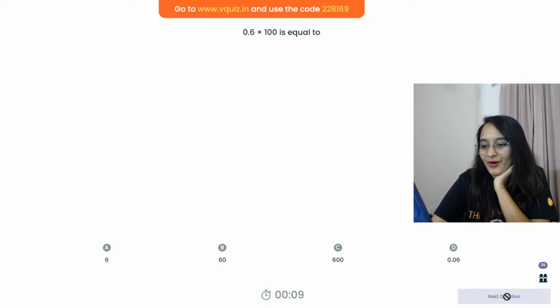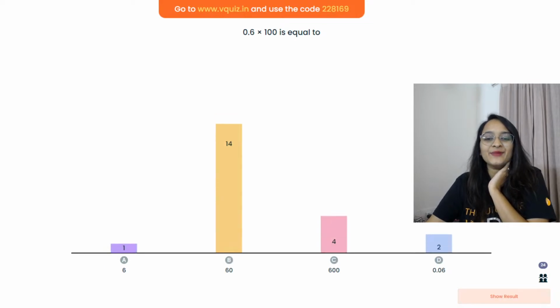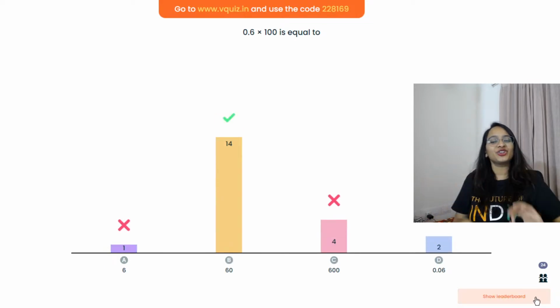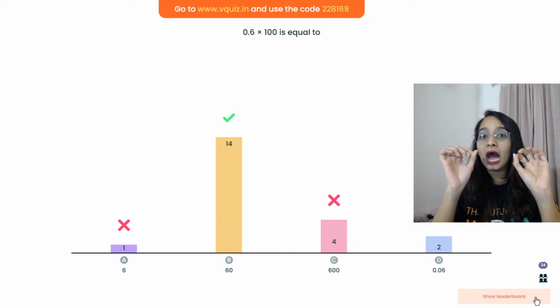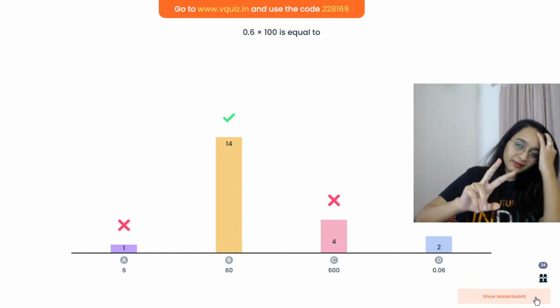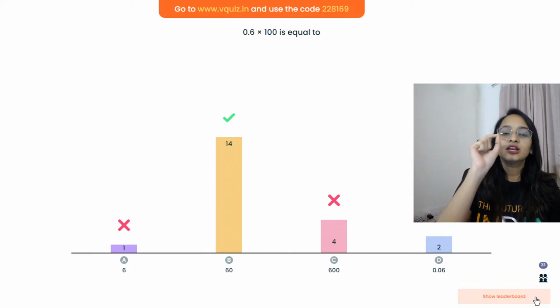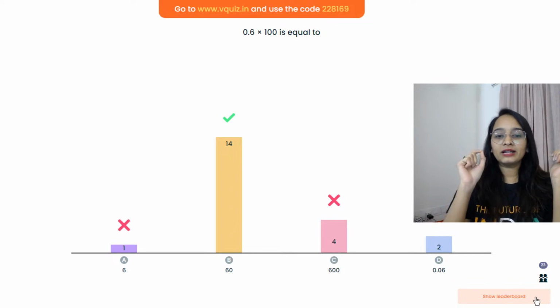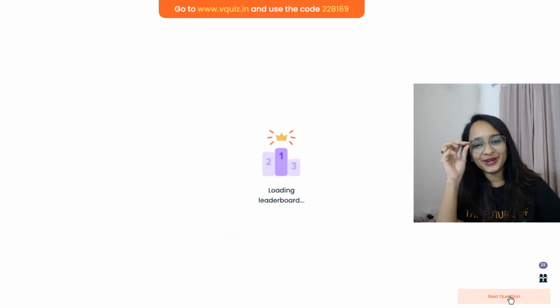Okay, awesome. The timer's going to end. It's a very easy question, guys. That is a time up, and the majority of you have got the correct answer. You're multiplying with 100, so we have to move the decimal towards the right side by 2 units. So it will become 60. And let us look at the leaderboard here.